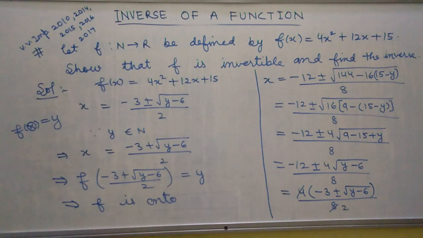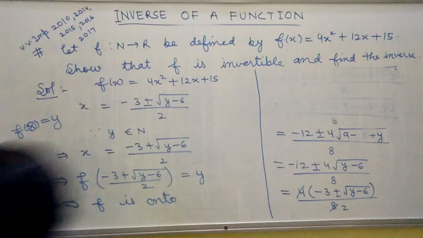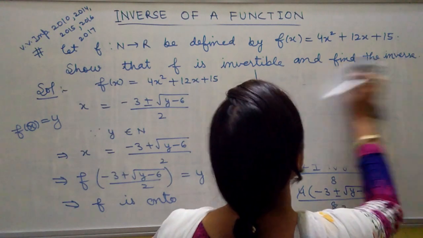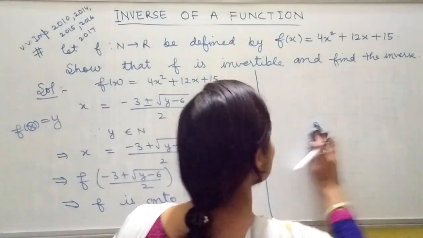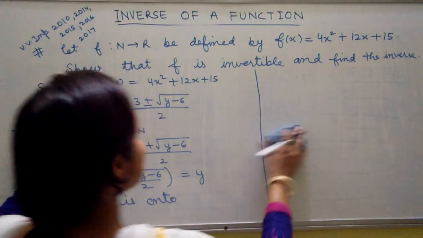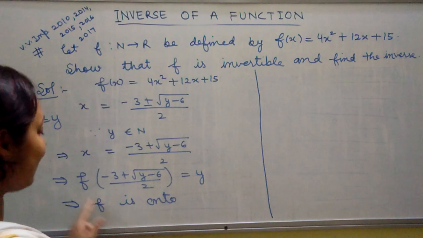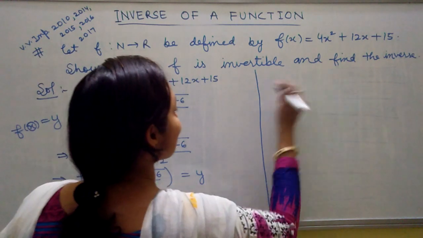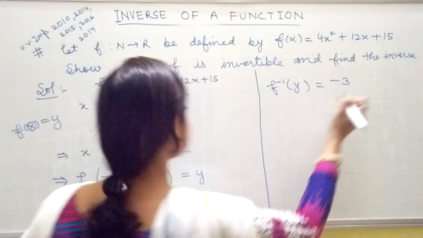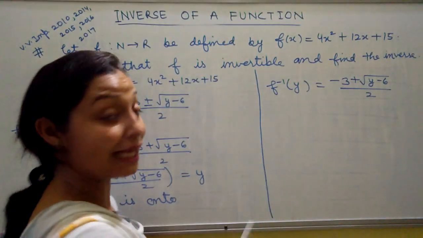Okay, and the inverse is very simple. How can we find the inverse? Already we have found the inverse. All the steps are done. Only one step we have to write. What is that step? Very simple, by using onto, we have to replace this x by f inverse y. You can also say that f inverse y is equal to this. So f inverse y is equal to minus 3 plus under root of y minus 6, upon 2. So this is the inverse.